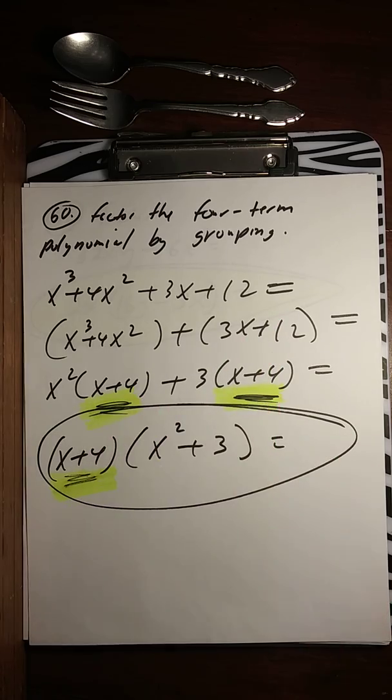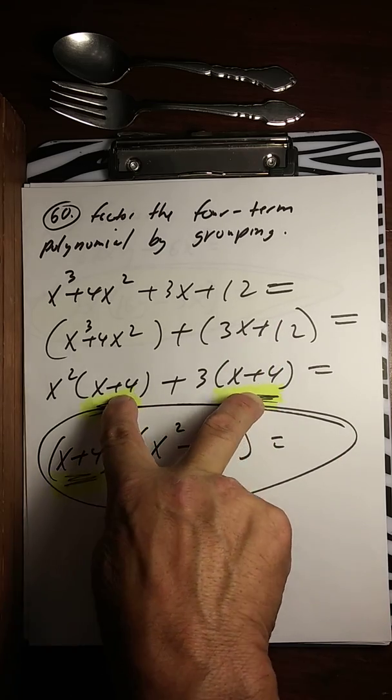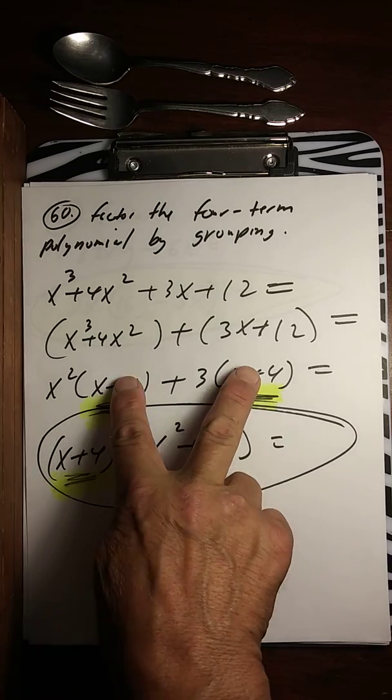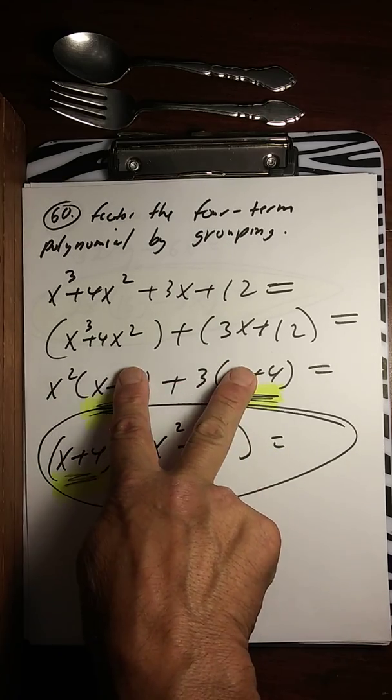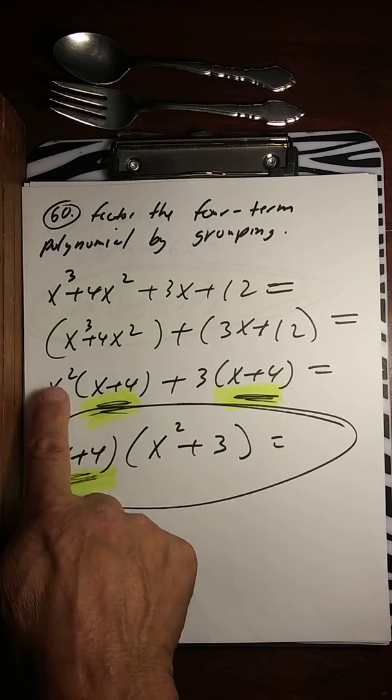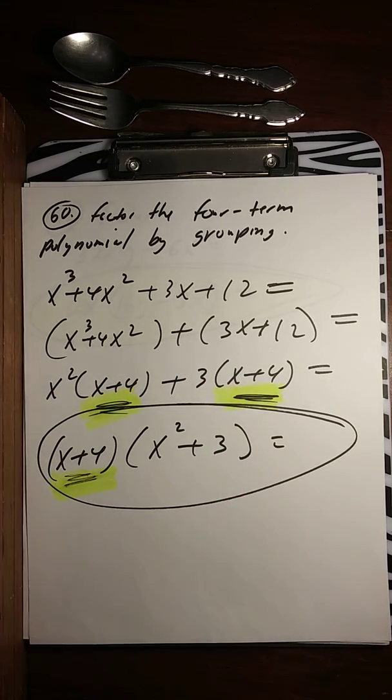So these are the same. These two numbers right here are the same. So we're going to take them out, put it in front. What's going to be left over is x squared plus 3 right there. So x plus 4 comes out, x squared plus 3 left over right there.